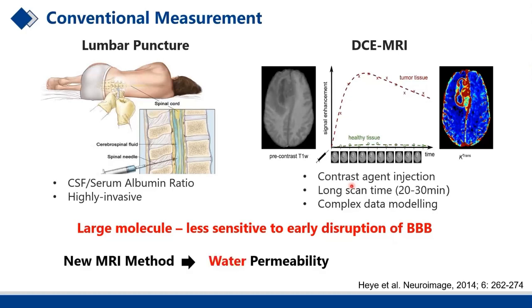So here, as said by the previous talk, we're trying to develop new methods to look at the BBB permeability to water molecules. The main reasons are, first, water is a small molecule, so it can be more sensitive at the early stage. And the second is that water is the main source of the MR signal, so it can act as an endogenous tracer. We don't have to inject any tracer anymore, so it can work as a non-contrast measurement.